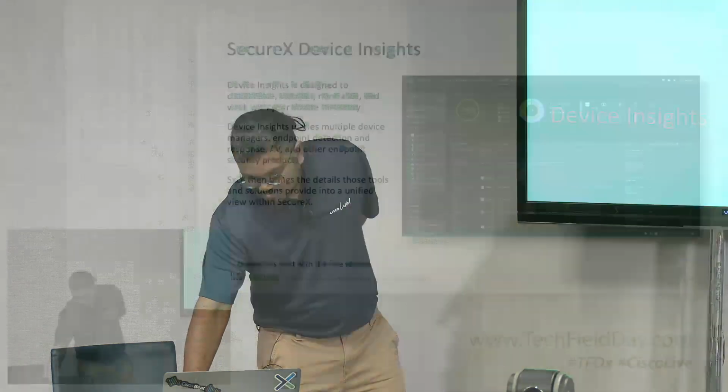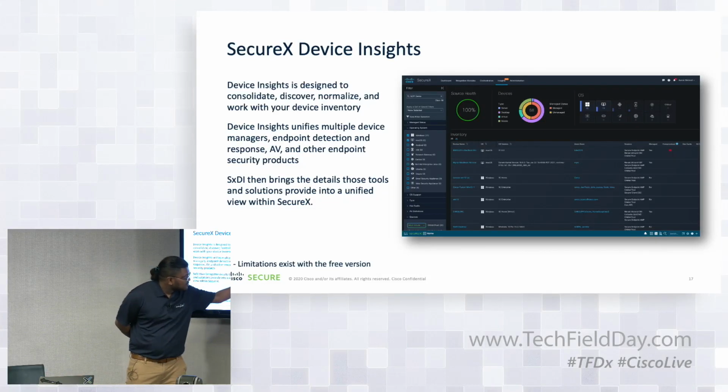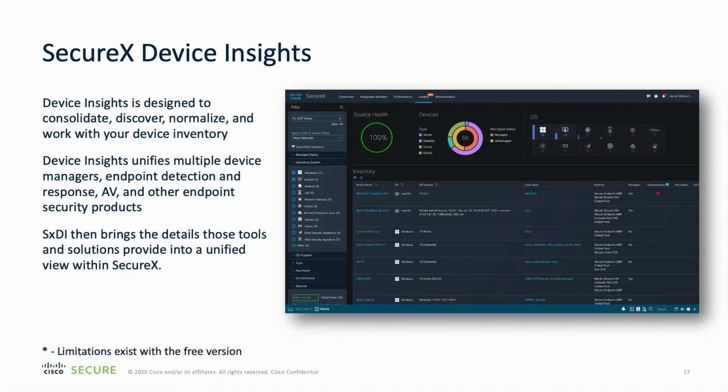So device insights, this is a feature of our XDR platform. Here you can see what the actual UI looks like. This is where I'll have my asset inventory. I have the ability to filter on these assets based off of OS, operating systems that are out of date. I can even search for users, all type of information that I have in device insights that I can search for. And device insights is meant to consolidate and normalize your entire list of assets.